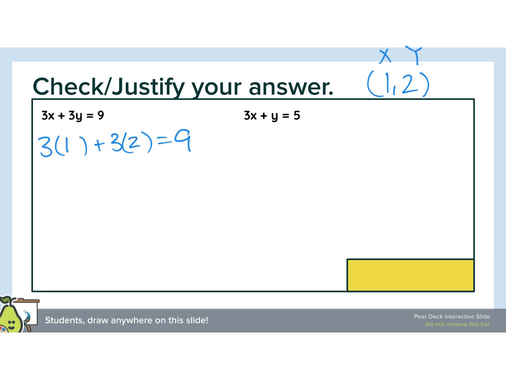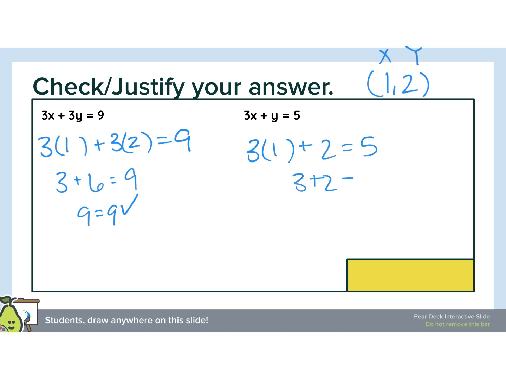Parentheses means multiply. 3 times 1 is 3. 3 times 2 is 6. 3 plus 6 is 9. The first equation checks. Let's do the second one. 3 times x, which is 1, plus y, which is 2, gives me 3 plus 2, which is 5. The second one checks out. I can put this as my final answer.